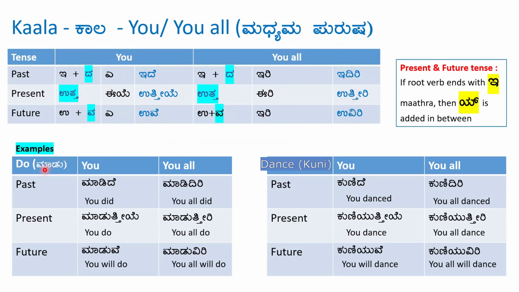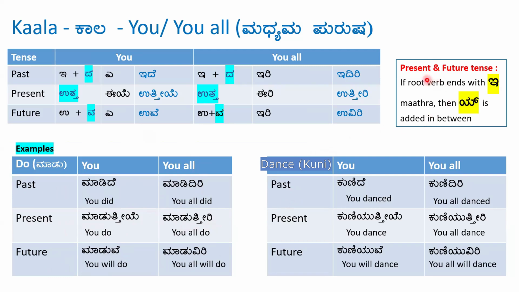So, the example, Madu. If the action is done by you, in the past tense, it will be Madide. In the present tense, it will be Maduttiye. In the future tense, it will be Maduve. If the action is done by you all, in the past tense, Madidiri, present tense, Maduttiri, and future tense, Maduviri. So, same as the action done by he, she, they.